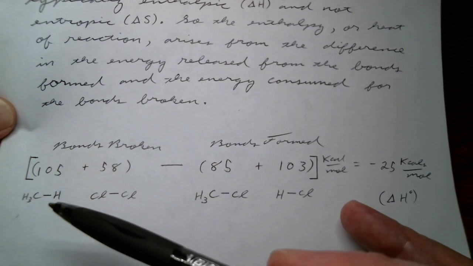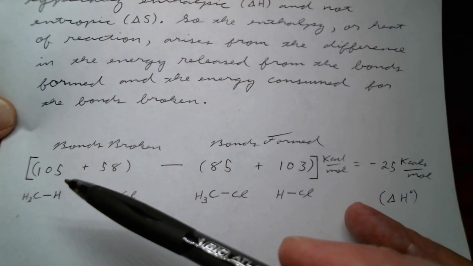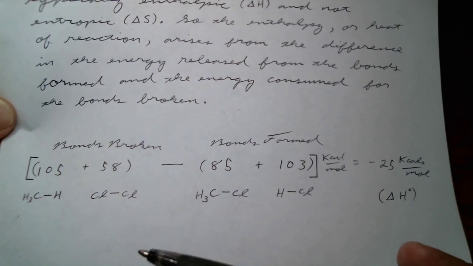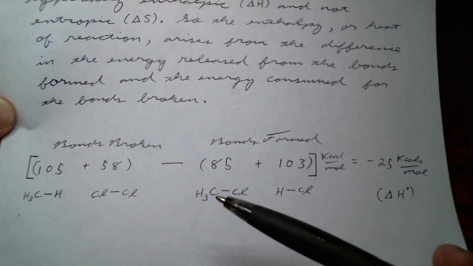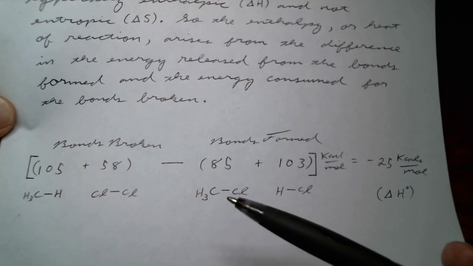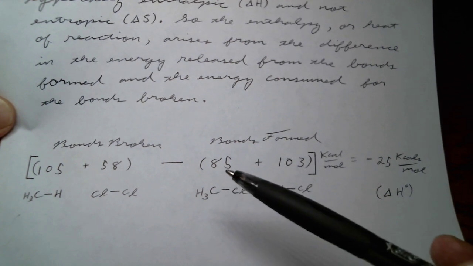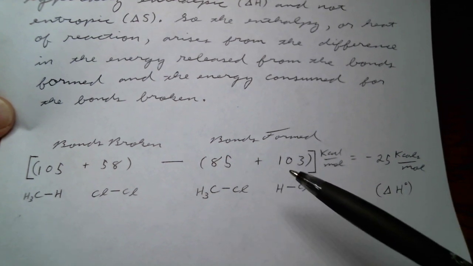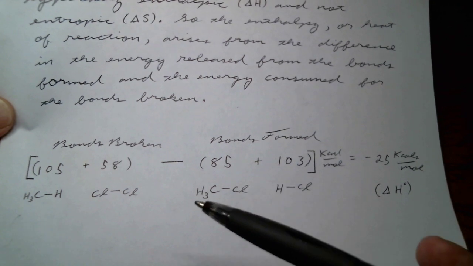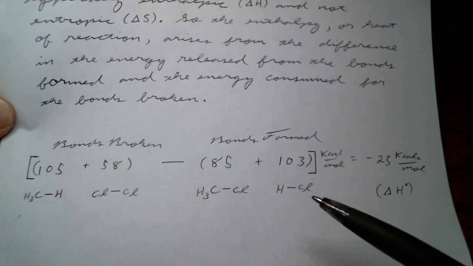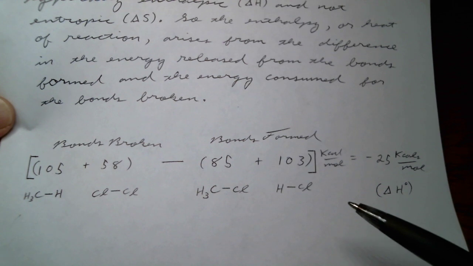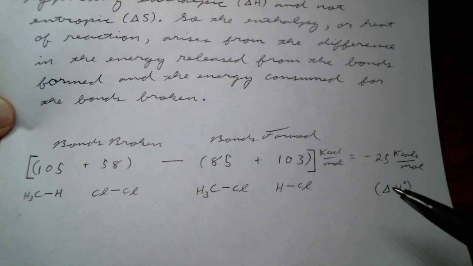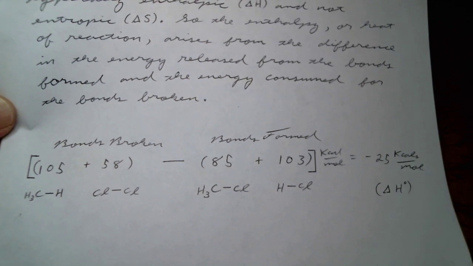The energy for a carbon-hydrogen bond in methane is 105 kcals per mole, and for chlorine we're at 58 kcals per mole. We are forming the carbon-chlorine bond of chloromethane, worth 85 kcals per mole. We're also forming the HCl bond, worth 103 kcals per mole. If we perform this operation, we see that the overall change in enthalpy is minus 25 kcals per mole.